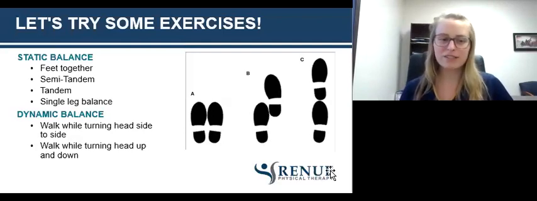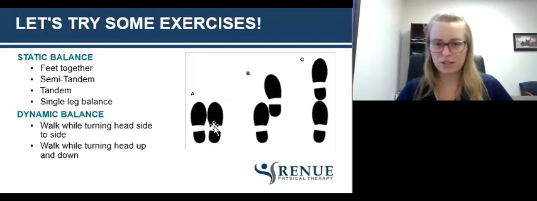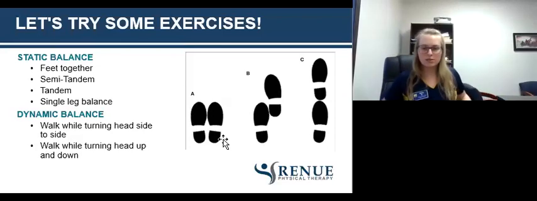As a reminder, static balance is trying to maintain one position. So let's start by putting your feet together, like seen in the diagram in A. Just like this one. So you'll stand up.